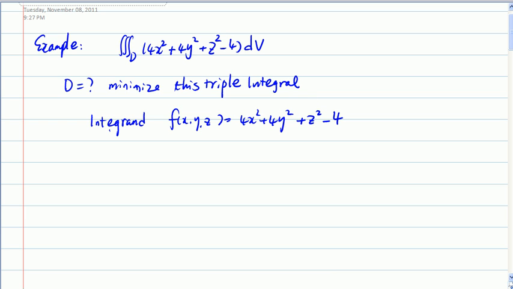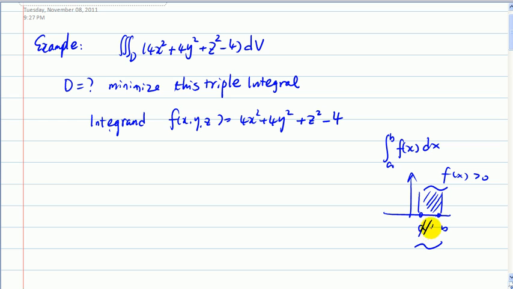For any integral, if the integrand is greater than 0, then the whole integral is going to be greater than 0. It's similar to a single integral. If you're integrating from a to b, and f of x is greater than 0, then the area that you obtain is also greater than 0. If f of x is less than 0, then you obtain a negative value of area. Similar idea here too.